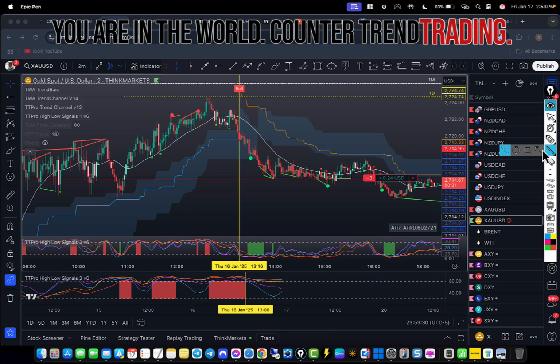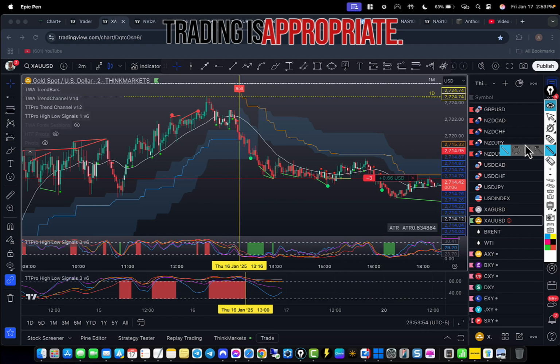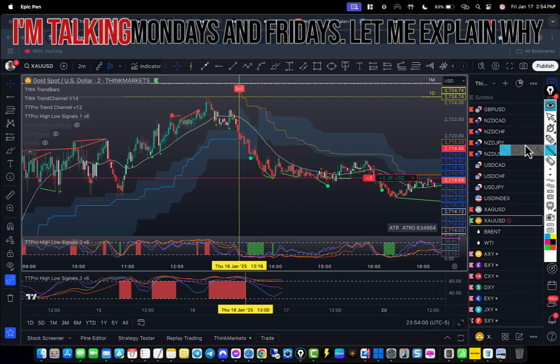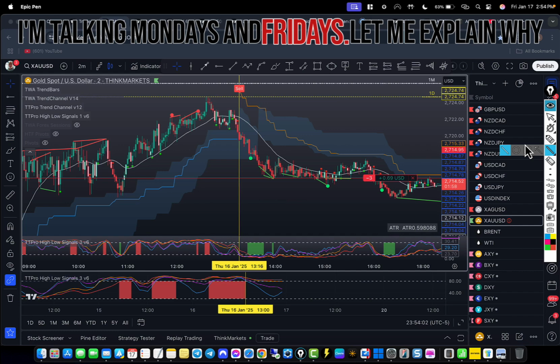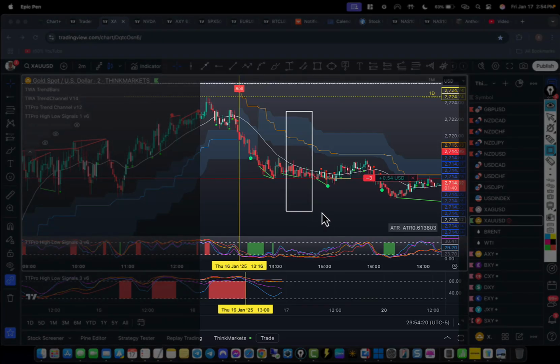Counter trend trading, there's definitely a time when counter trend trading is appropriate. Well, I mean, any time really, but I'm talking Mondays and Fridays. Let me explain why. Generally, during the week, we see markets trend. But what will happen on Monday and Friday is, let's say we're in a bearish trend here.